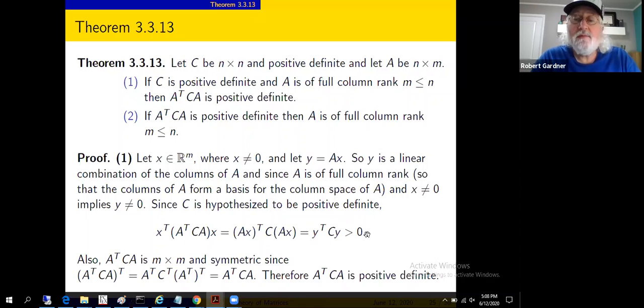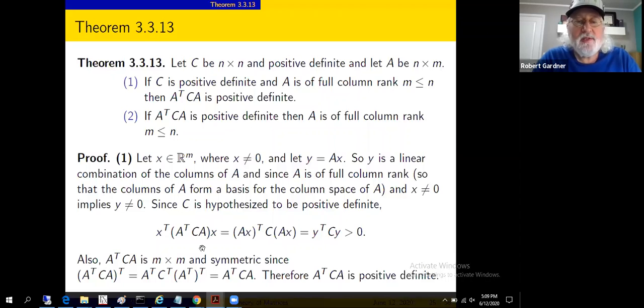That means if we take a non-zero vector, transpose it, and multiply matrix C times the vector, we get something that's positive. That's where we're using the Y vector. We're ultimately trying to show A transpose CA is positive definite. So we'll take A transpose CA and multiply on the left and the right by an arbitrary non-zero vector. That's what vector X was, of appropriate dimensions.